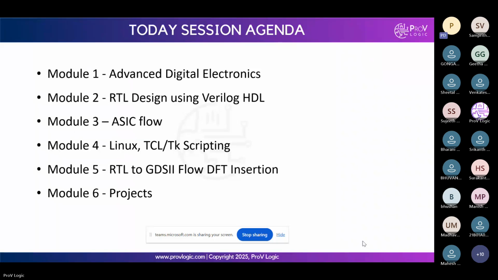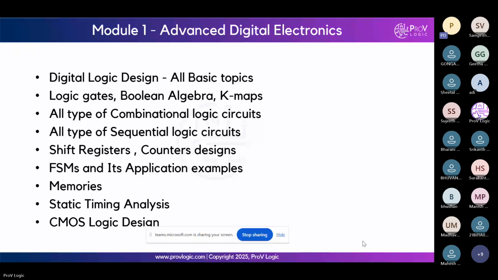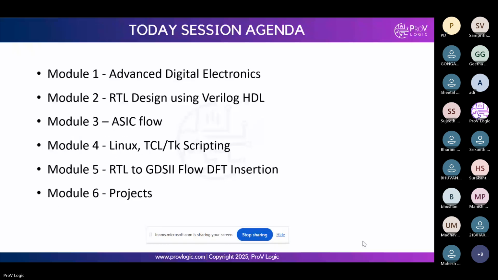In module 5, RTL to GDS flow. So again, the physical design flow with DFT insertion. DFT insertion is one other topic, which I will explain later in the upcoming slides. And module 6 will be your final projects. Throughout these 6 modules, you will be having assignments also, weekly assignments, and tests in between. So for example, if we complete module 1, we will be having assignments and tests in that, and then we will proceed with module 2. Like that, it will proceed.